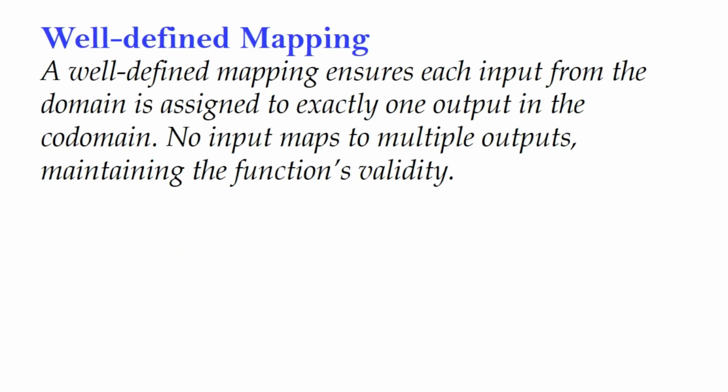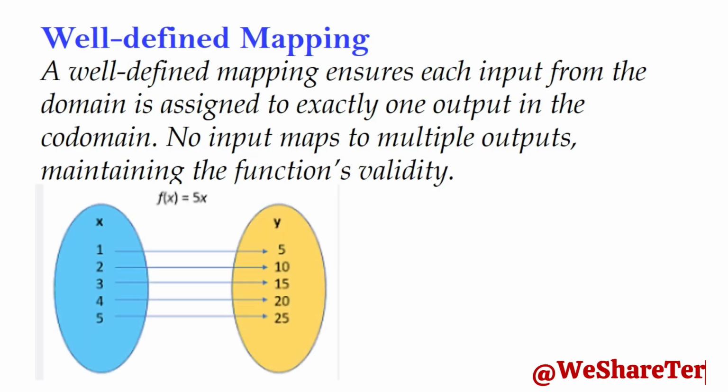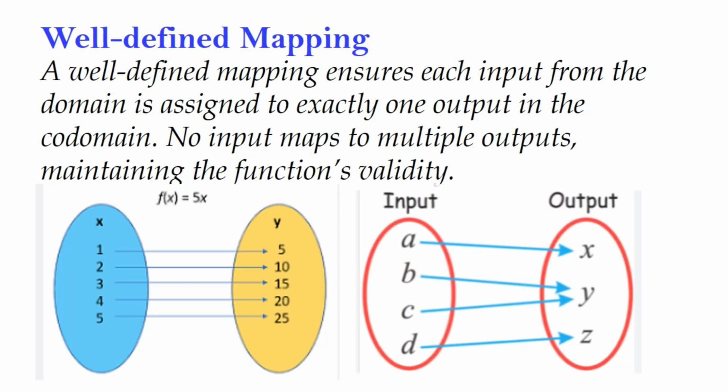A well-defined mapping means that every element in the domain has one and only one corresponding element in the codomain. This ensures that the function behaves consistently and predictably. If any input is assigned to more than one output, the mapping fails to be a function. In visual terms, each arrow must start from a unique domain element and point to a single codomain element to satisfy the function definition.